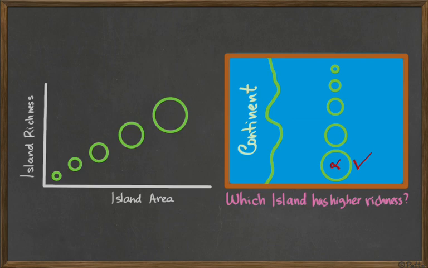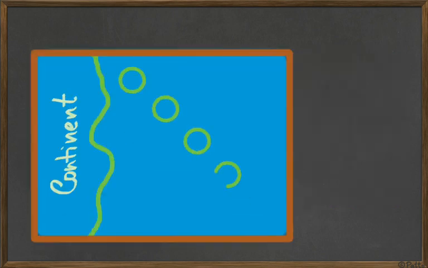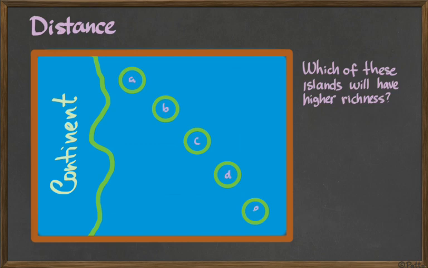However, the size is not everything. Now, bigger islands, bigger richness, usually. However, there are other factors that might influence the richness of an island. And one of them, very important, that goes together with area, is the distance to the continent. Why is that? Okay. So different distances might have different richness. So which one do you think is going to have a bigger richness?